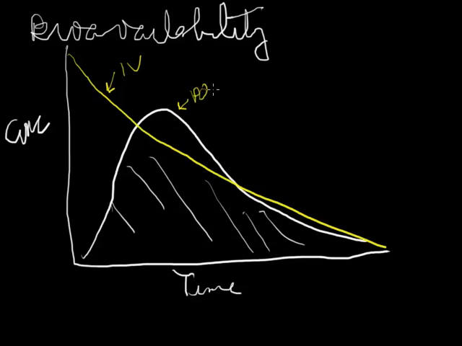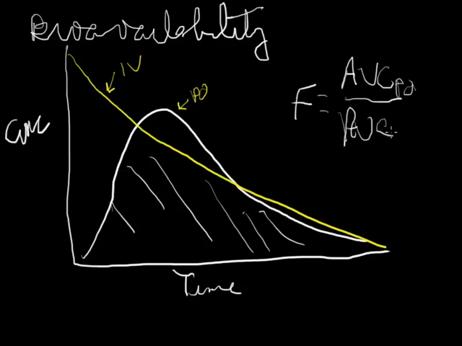Okay, oral. And the bioavailability then can be represented this way. F, which is the symbol usually used for bioavailability, equals the AUC for the oral dose over the AUC for the IV dose. Okay, so I hope that gives you a little bit of an idea of a very important use of time versus concentration profiles.